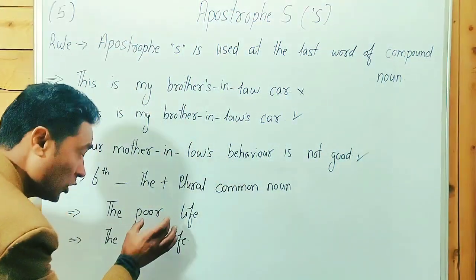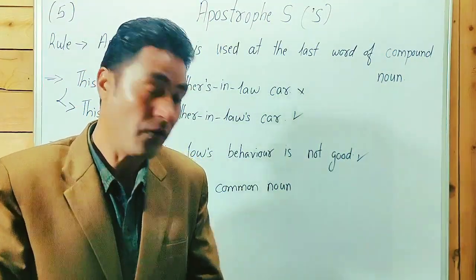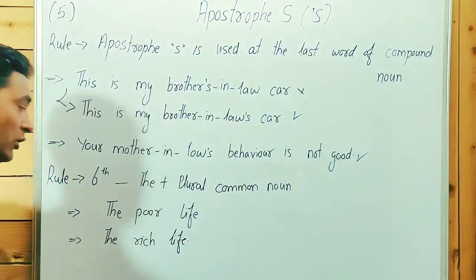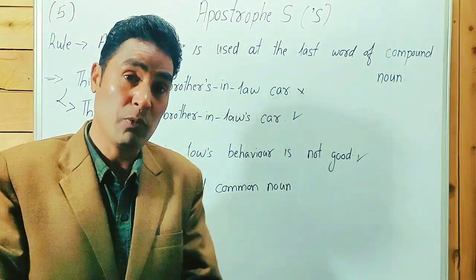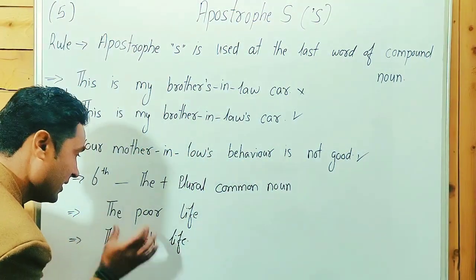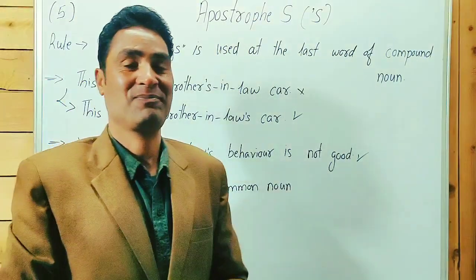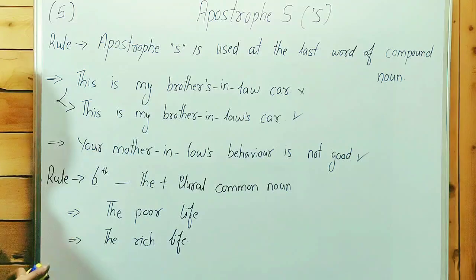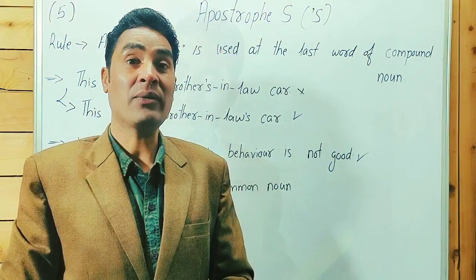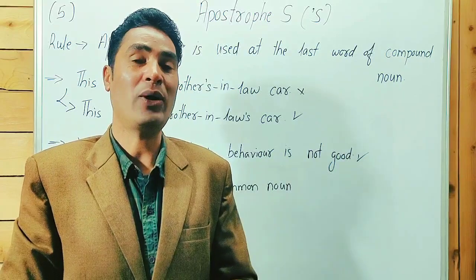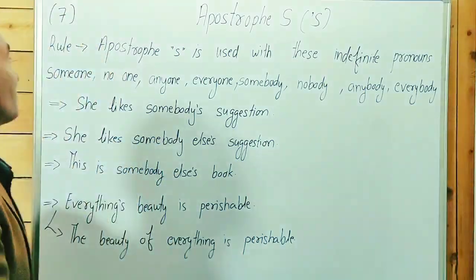In this case, we talk about the entire poor of the nation, the entire rich of the nation. We talk about the entire community, community of poor, community of rich, all poor, all rich. In the next slide, we will learn the 7th rule. Apostrophe s is used with indefinite pronouns like someone, no one, anyone. Let's see. Rule number 7.